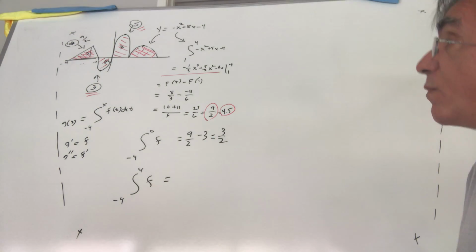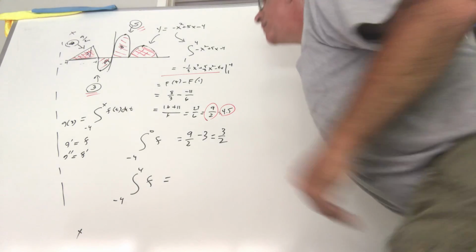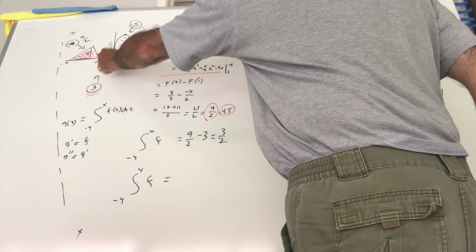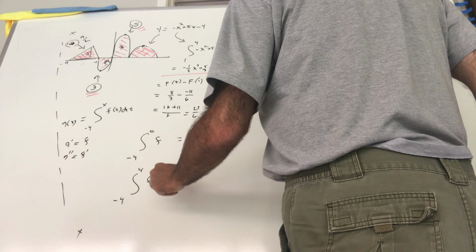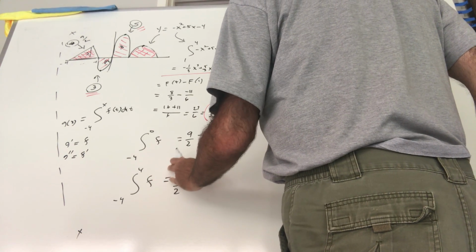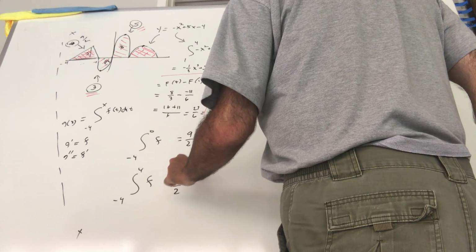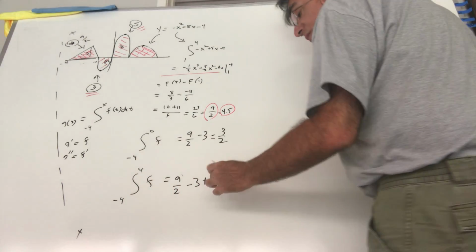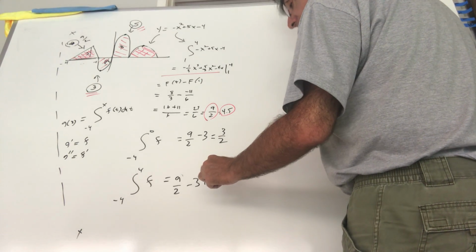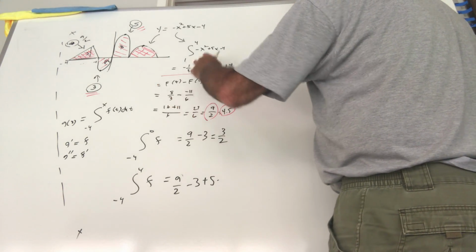And then, what if I go all the way out to 4? Then I'm going to have to do this one minus this one plus this one plus this one. So I'm going to do that right now. 9 halves minus 3 plus 5, and again, this would be the hard part. That this actually will take more time.